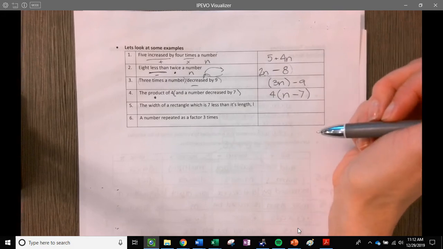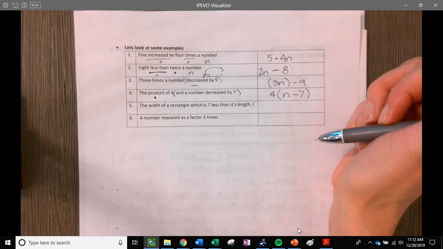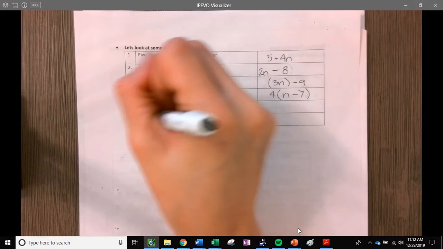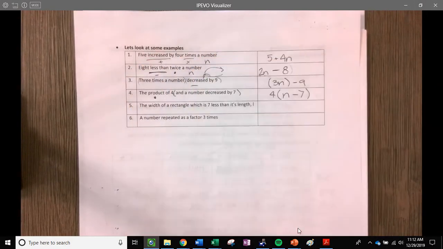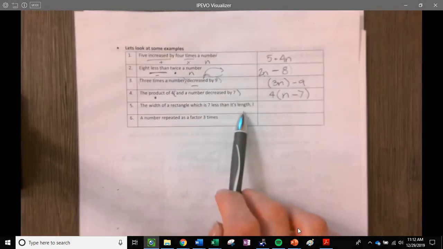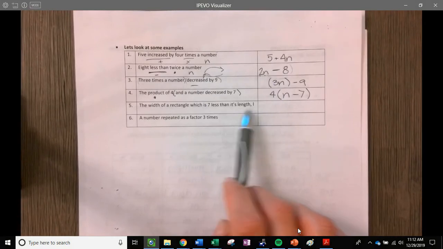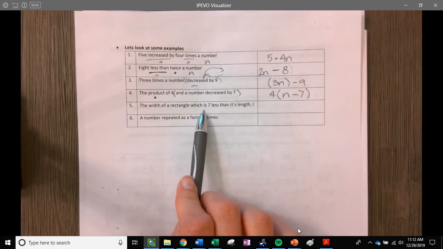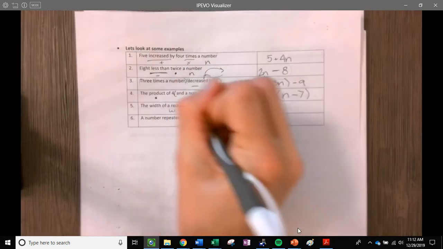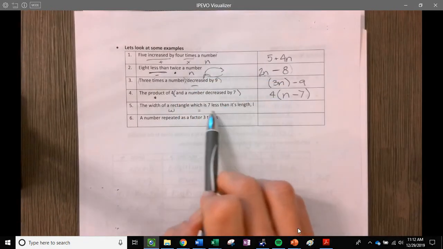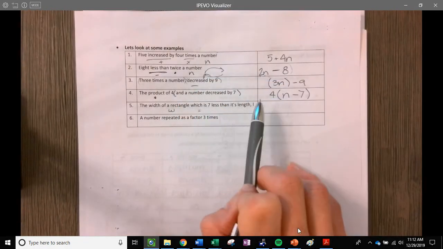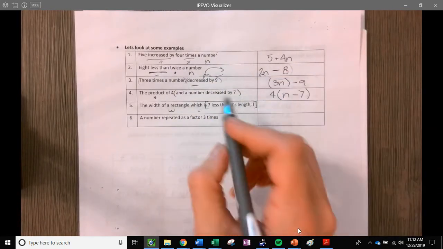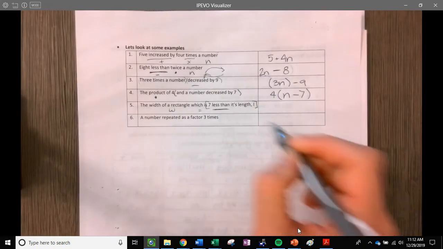All right, the width of a rectangle, which is 7 less than its length, L. Well, this is very wordy. And really not all of this is even going to get translated into what we are going to write here. The width of a rectangle, which is, well, this really just means the width equals 7 less than its length, L. What happens, if this is my real statement, when I see less than, I'm going to flip.